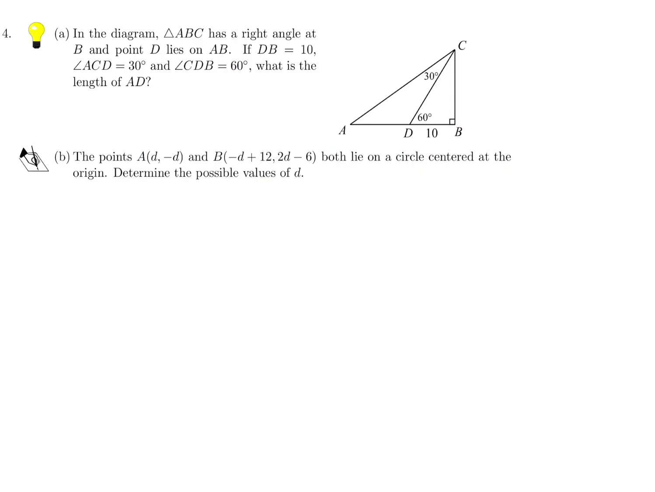In the diagram, triangle ABC has a right angle at B and point D lies on AB. If DB is 10, angle ACD is 30, and angle CDB is 60, what is the length of AD? Well, this is 90, this is 60, so that means this angle in here must be 30. This is now 60, this is still 90, that means this angle must be 30. And if this is 30 and that's 30, then this is an isosceles triangle. That is the same as that. So that means AD is the same as CD in terms of its length.